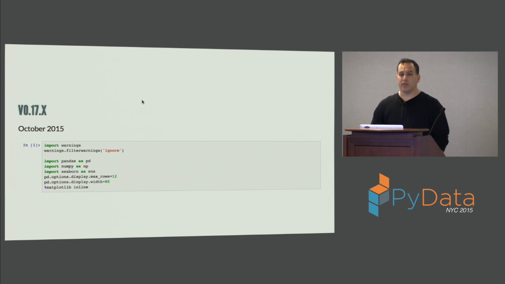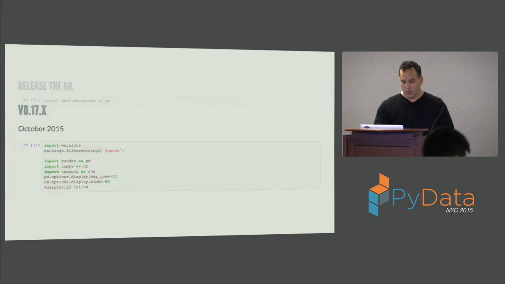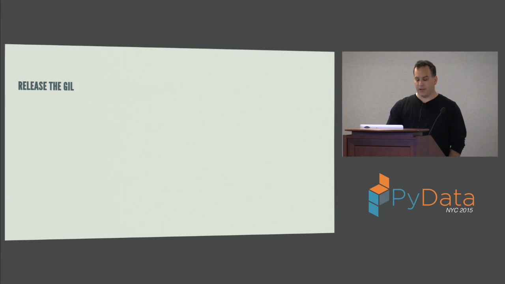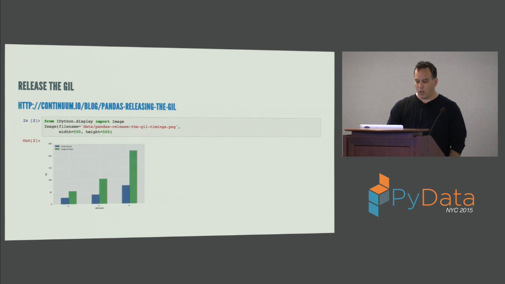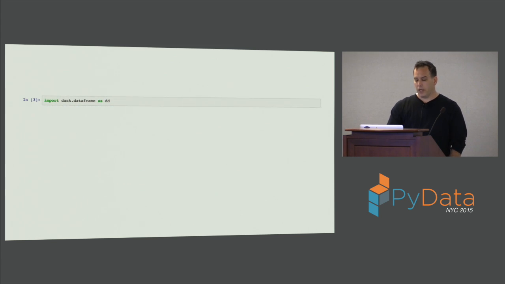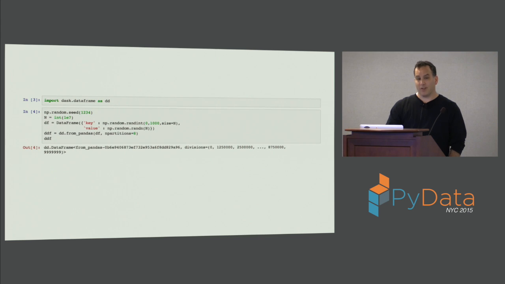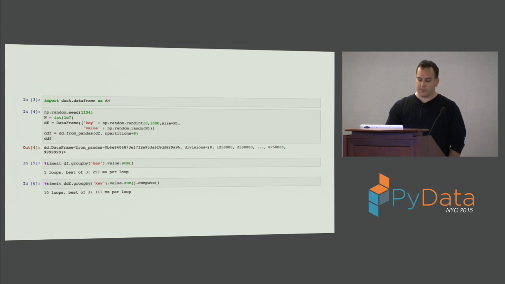Okay. In 17, we just released this about a month ago. One of the big things we did, we released the GIL on a lot of operations. I have a little blog post here. The idea is, of course, that you can use threading to gain performance. And one of the reasons we did this was another project called Dask. It allows you to very conveniently, so here's an example. This is doing a group by in pandas. Just by doing this, you get performance for free because we released the GIL, and this is using multiple cores on your machine for free.